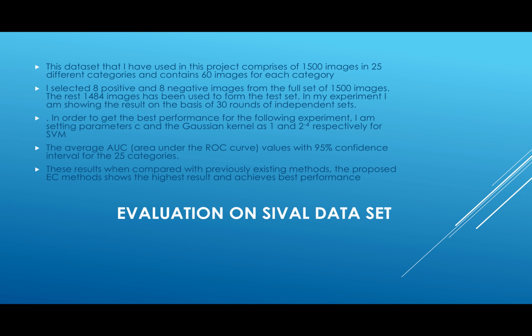In my experiment, I am showing the result on the basis of 30 rounds of independent sets. In order to get the best performance for the following experiment, I am setting parameters C and Gaussian kernel as 1 and 2 to the power minus 4 respectively for SVM. The average area under the ROC curve values with 95% confidence interval for the 25 categories. These results, when compared with previously existing methods, showed that EC results in the highest performance.